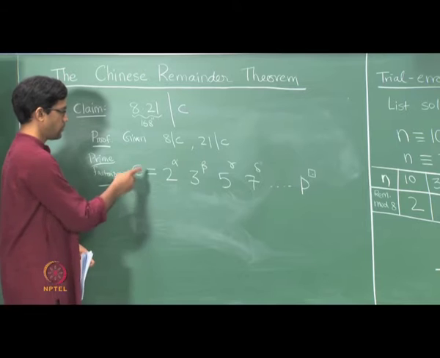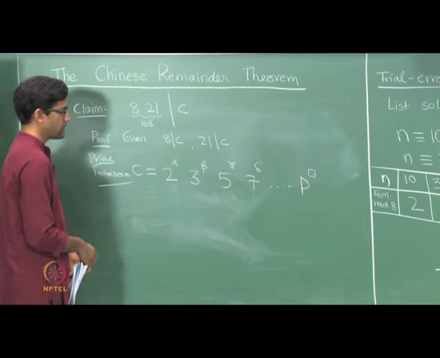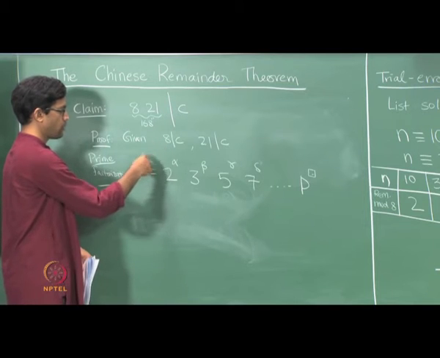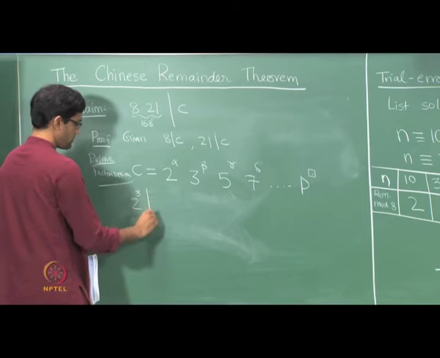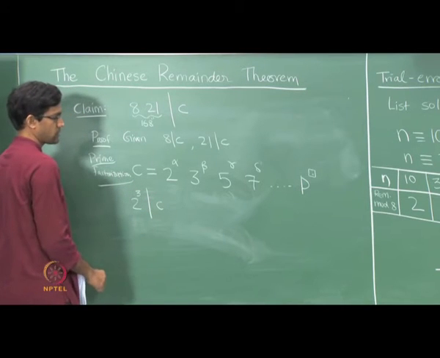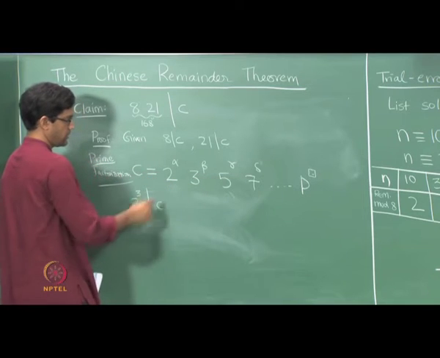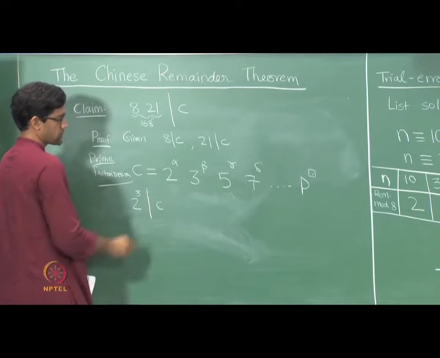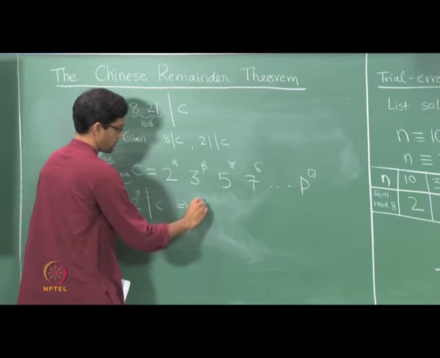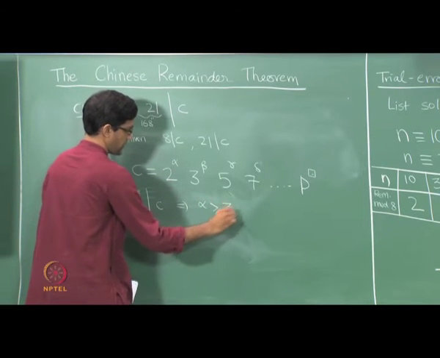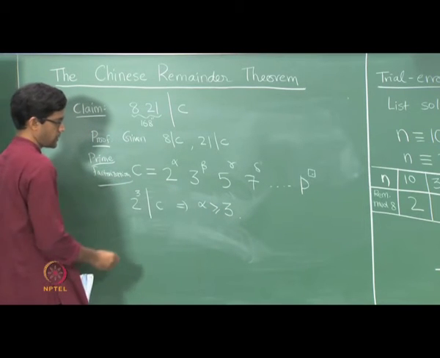Now what do we know about C? We know that 8 divides C. 8 is just 2 power 3, so observe 8 is 2 cubed. So C must be a multiple of 2 cubed. That's the thing that's given. What does that mean? In the prime factorization of C, the power of 2 that appears had better be at least 3. This means the power of 2 which appears must be at least 3. Only then can 8 occur as a factor of C.